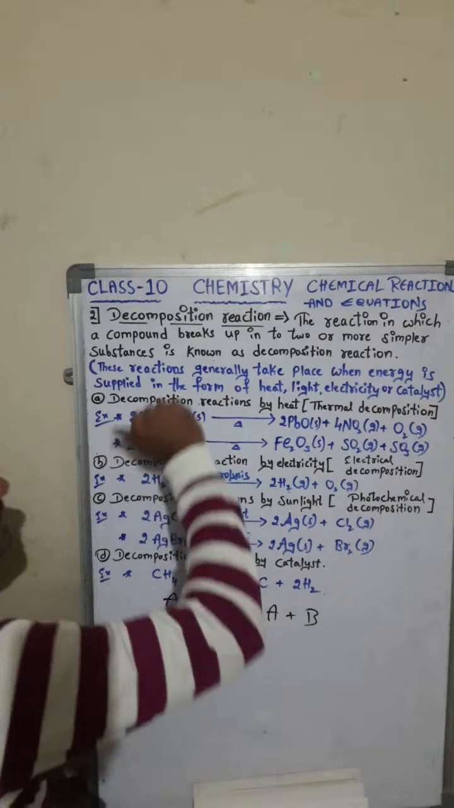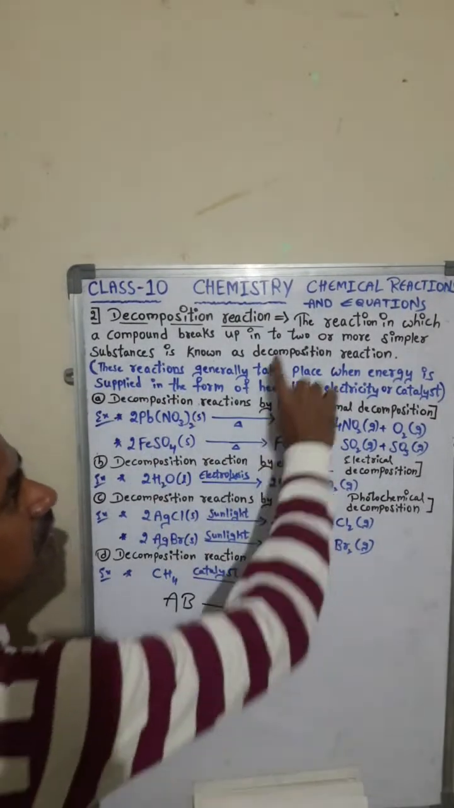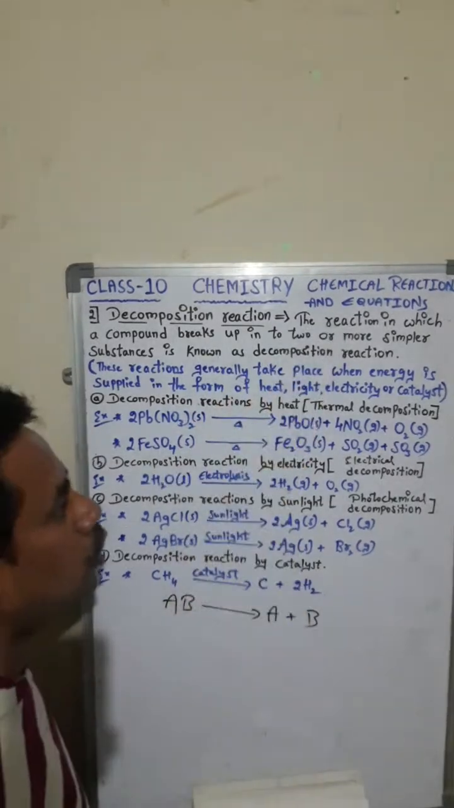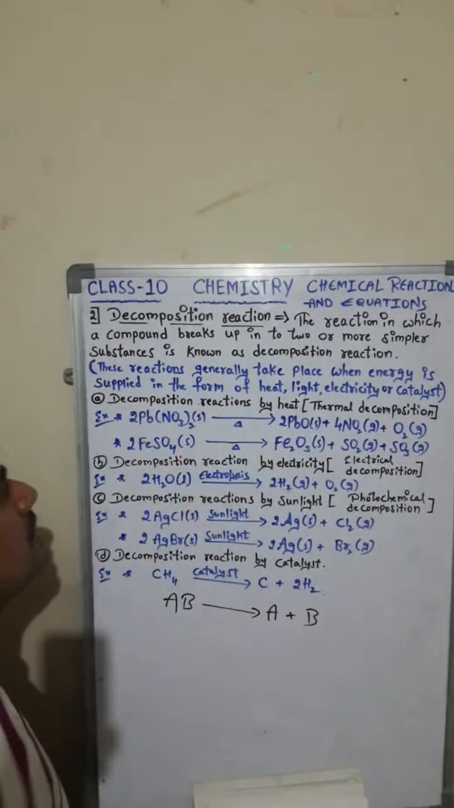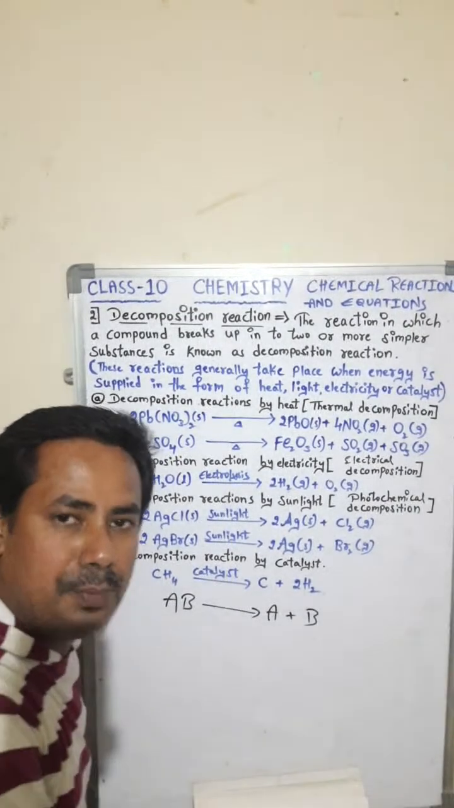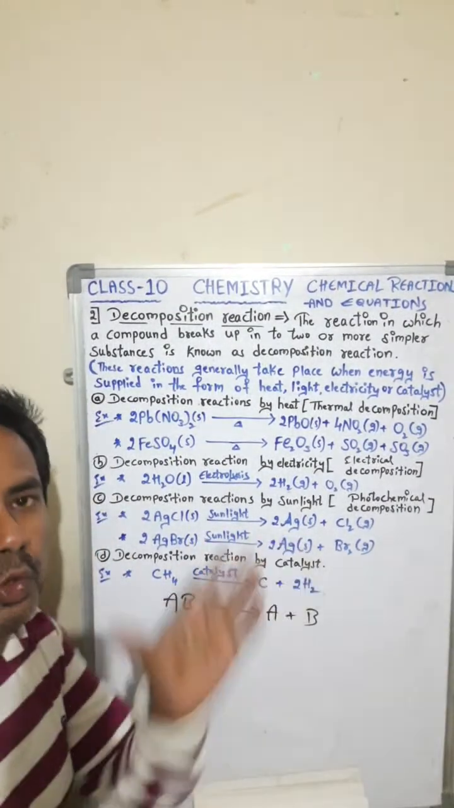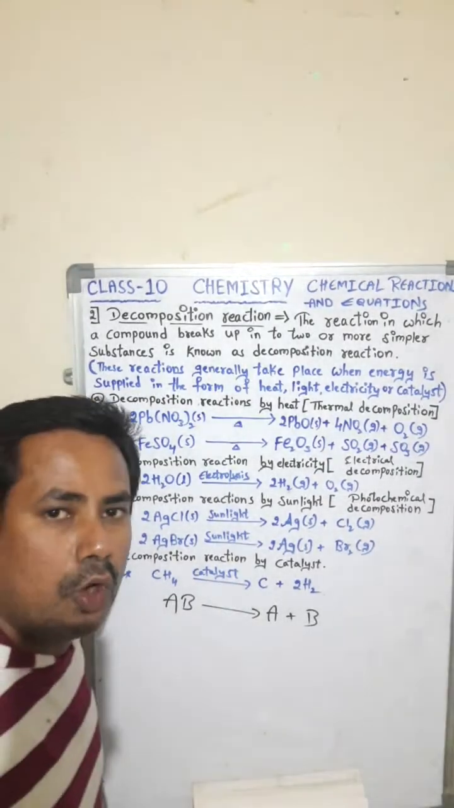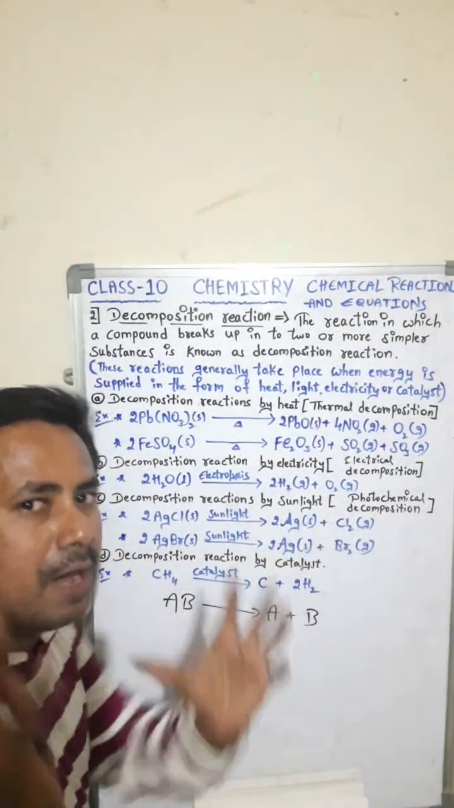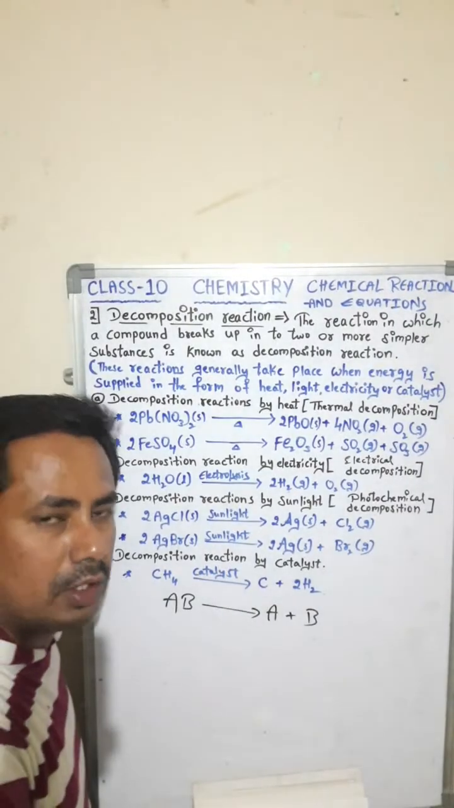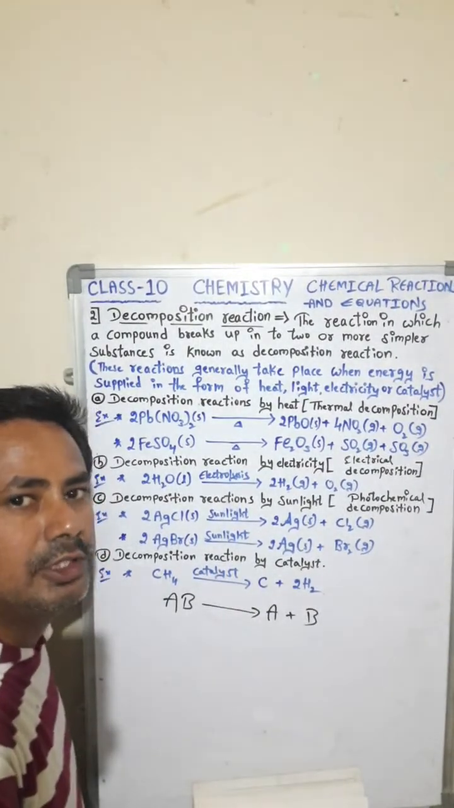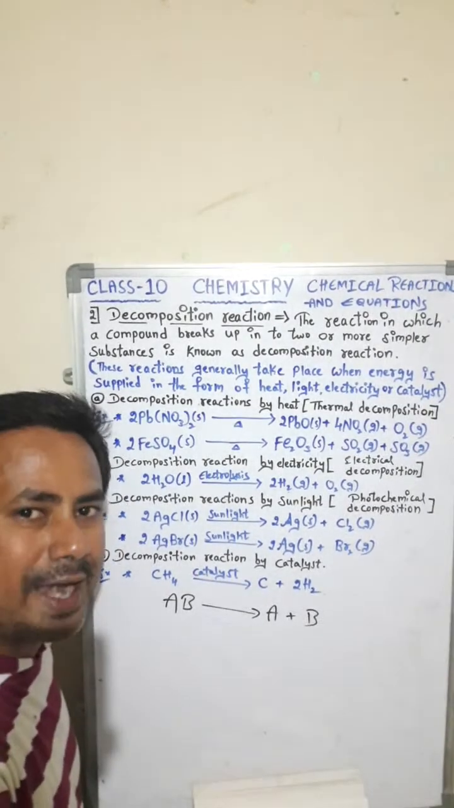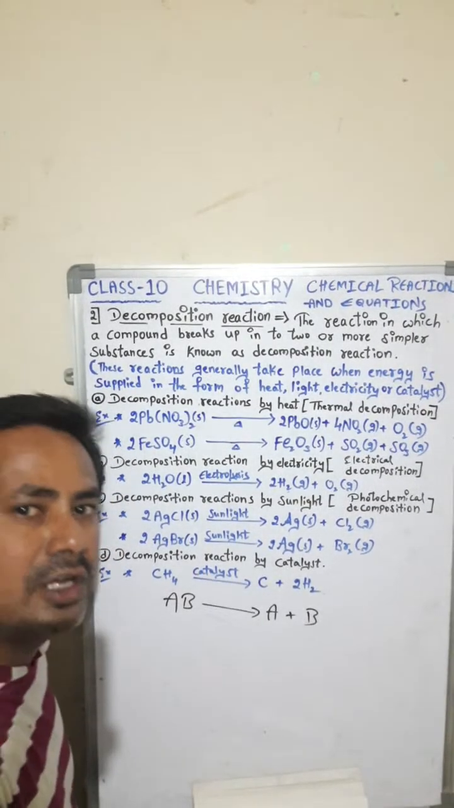So the definition, let us see now. Decomposition reaction: the reaction in which a compound breaks up into two or more simpler substances is known as decomposition reaction. One compound will be there. Compound means what? Two or more elements when they combine. H2O, water, is an example for compound. CH4, methane, is an example for compound. Sodium chloride, NaCl, is an example for compound.